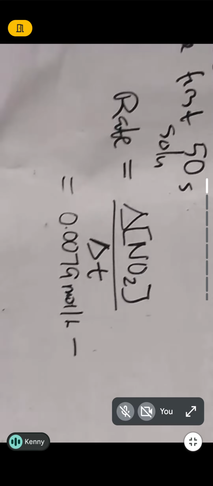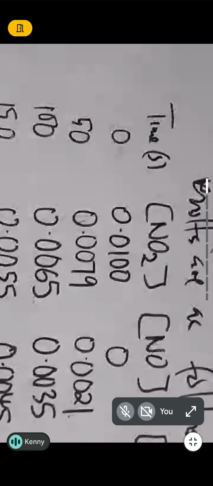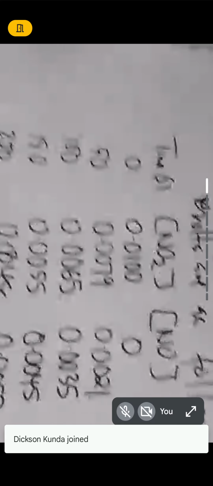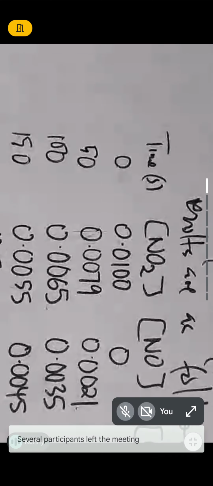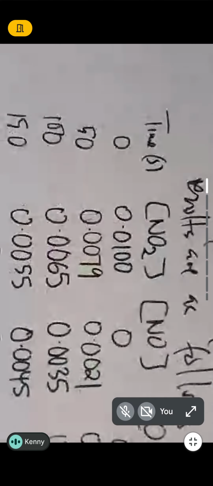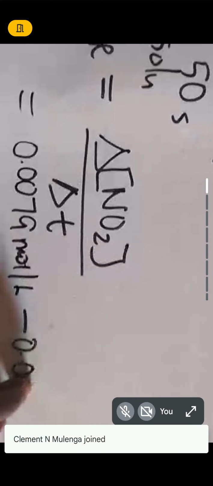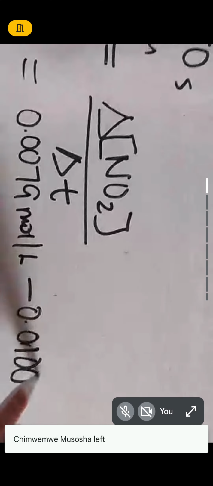Minus the concentration at T1. Remember, it is T2 minus T1, just the same as final minus initial. T1 is the initial concentration, which is 0.0100 mole per liter.